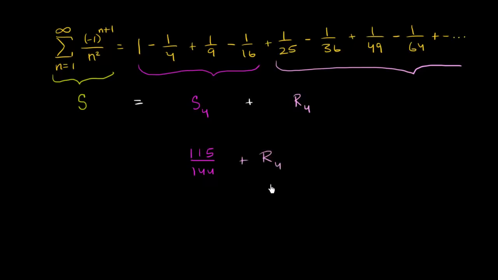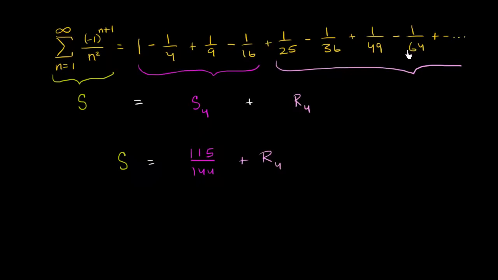And so if we could figure out some bounds on this remainder, we will figure out the bounds on our actual sum. We'll be able to figure out, well, how far is this away from this right over here? And there's 2 ways to think about it. So the first thing I want to show you is that this remainder right over here is definitely going to be positive. And I encourage you to pause the video and see if you can prove to yourself that this remainder is definitely going to be positive.